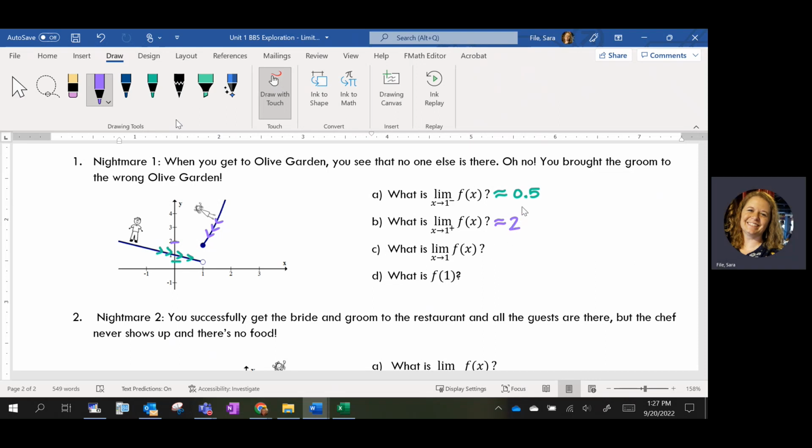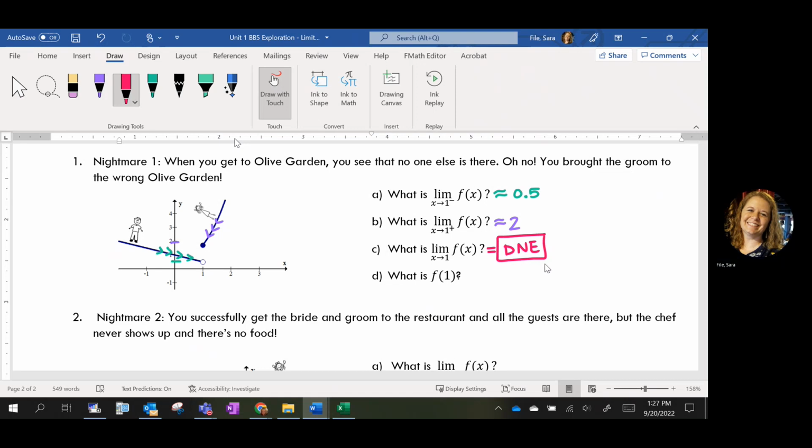Now, are those the same? So can we have the limit as x approaches 1? No, because from the left and the right, we're approaching 2 different numbers. So this is a scenario where we would say does not exist. That abbreviation DNE. The limit does not exist.